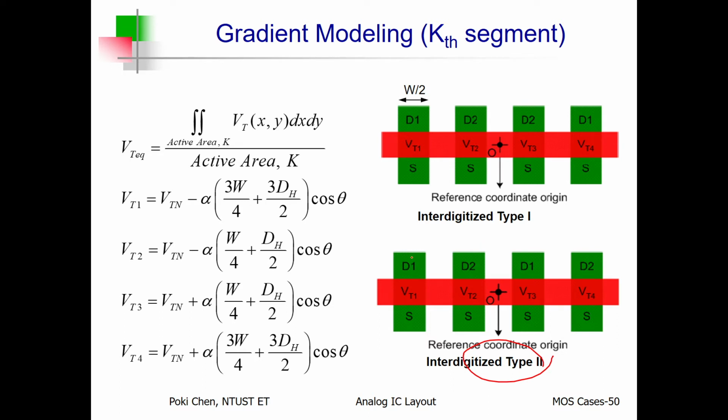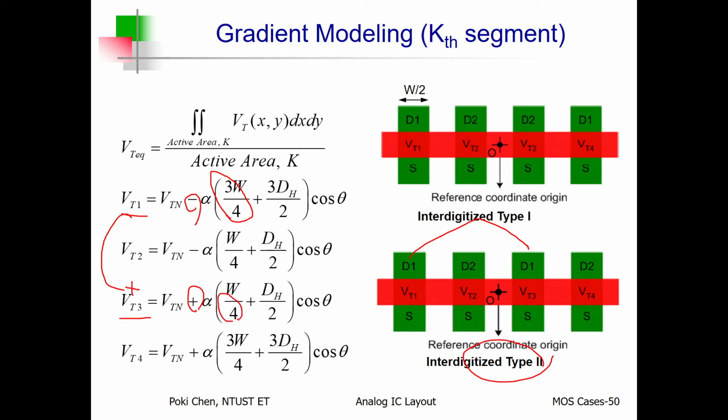However, if you have a look at interdigitized type 2, the story is not the same. For M1, it is composed of VT1 and VT3. So we have VT1 plus VT3 for M1. Don't tell me this is minus, that is positive, so they can cancel each other. Sorry for that. Please have a look at the coefficient for M1. For VT1, you have 3/4, but for VT3, you have only 1/4.